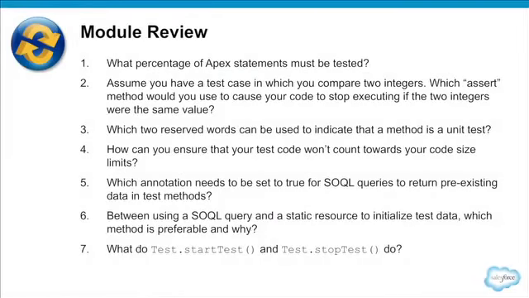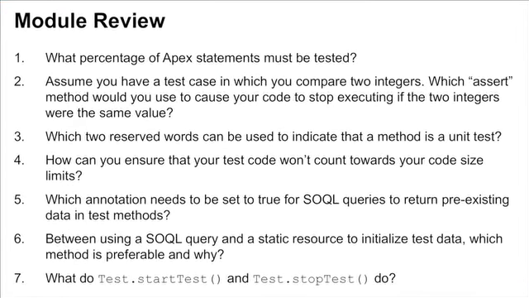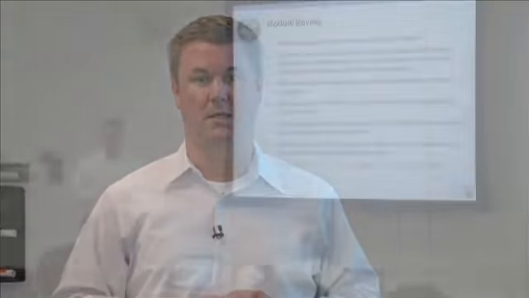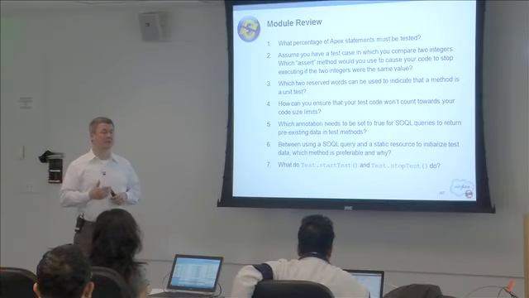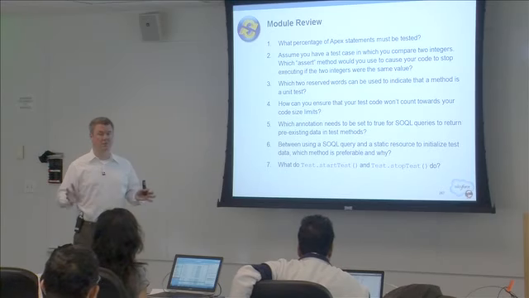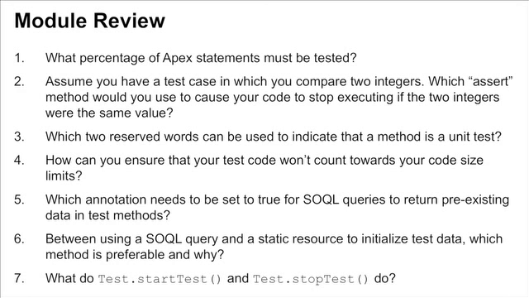Let's do a quiz question. So, module review. What percentage of Apex statements must be tested when we deploy to production? Well, it's 75% of your lines across the org, but you must execute 100% of your triggers. Not the lines, but at least one line in every trigger must be executed. Okay? All right. Assume you have a test case in which you compare two integers. Which assert methods would you use to cause your code to stop executing if the two integers were the same value? Yeah, very good. You're correct.